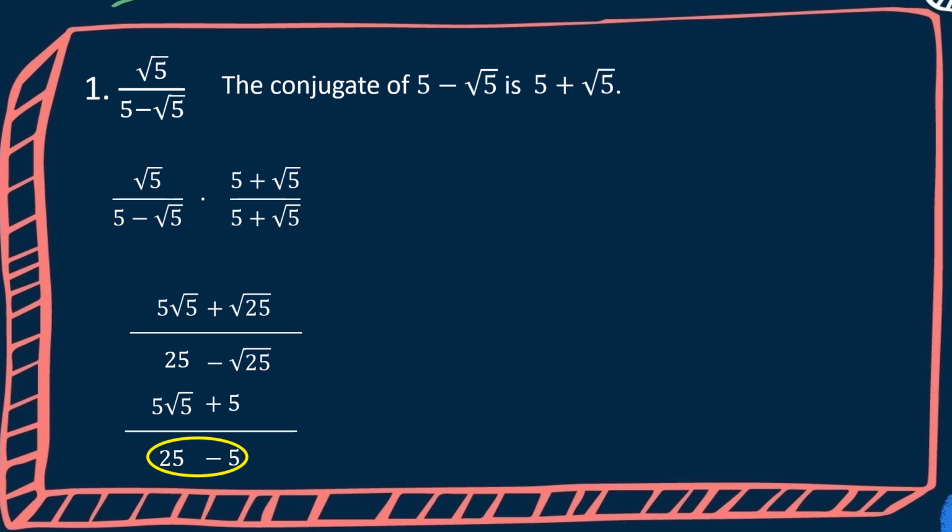So that will now be written as 5 square root of 5 plus 5 all over 20. 5, 5, and 20 are divisible by 5. So it will now become square root of 5 plus 1 all over 4. So the simplified form of our expression is the quotient of the sum of square root of 5 and 1 and 4.